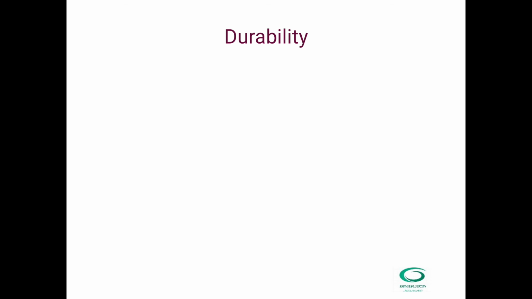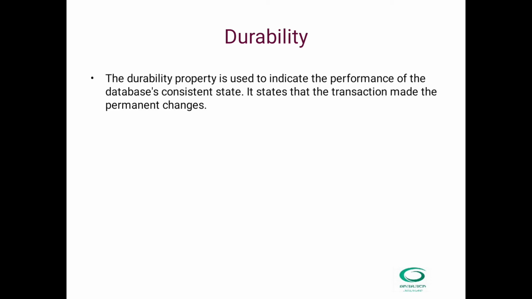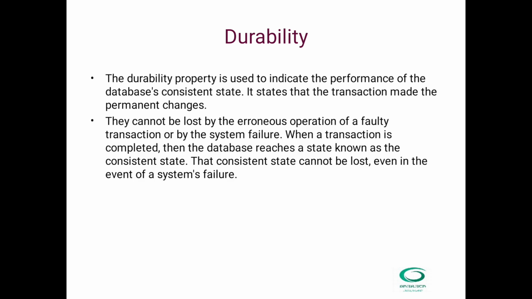Now the last property is durability. What is the meaning of durability? Durability means committed. What is the meaning of committed? The read operation is performed as well as the write operation, then that is the commit. The durability property is used to indicate the performance of the database consistent state. Consistency means before the transaction and after the transaction the amounts will be the same. It states the transaction made permanent changes.